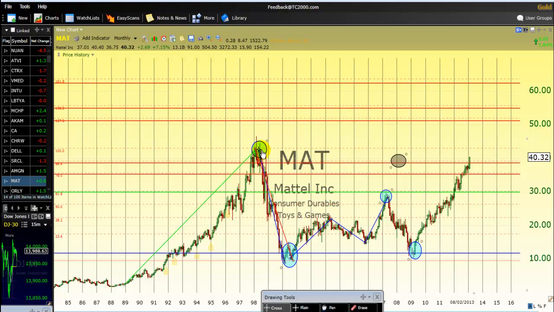So we have S, A, B, C. The target zone for the bearish Gartley pattern is at the 78.6% Fibonacci retracement level of the SA. Repeat, the C to D for the Gartley pattern should be in the zone of the 78.6% Fibonacci retracement level of the SA, which is right here.